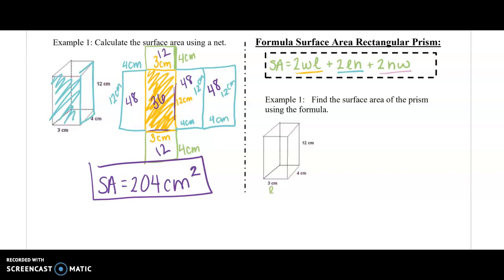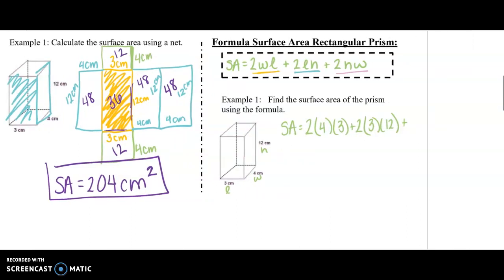So I have my length, my width, and my height. So my surface area is equal to 2 times 4 times 3 plus 2 times 3 times 12 plus 2 times my height, which is 12, and my width, which is 4. And my apologies, guys. I'm just realizing that I actually made a mistake when I was doing the net.